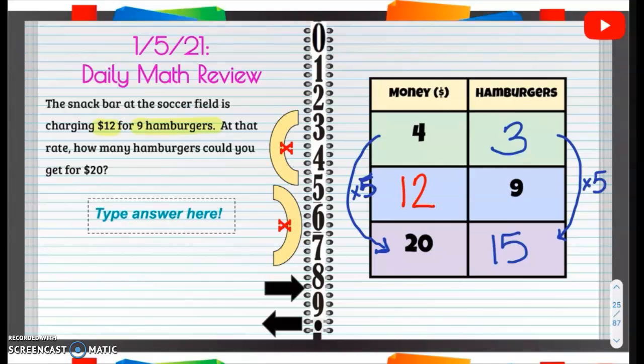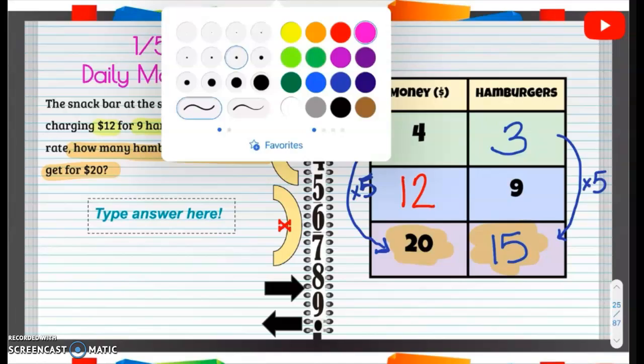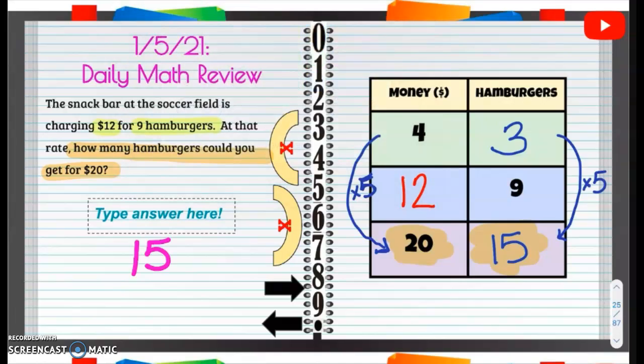So now, when we take a look at this, it says, how many hamburgers could you get for $20? Here's that money for $20. How many hamburgers can we get? 15 hamburgers. So I'm going to put 15 over here. Ooh, let's make it a little bigger. 15 hamburgers. I'm going to put an exclamation point because that's just so exciting.